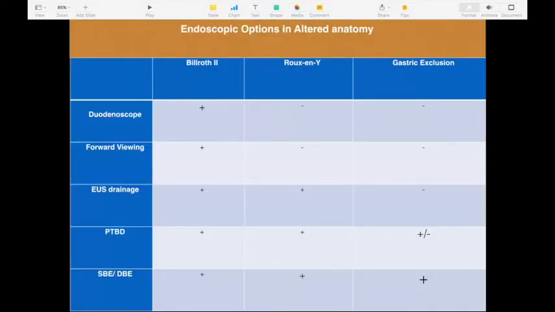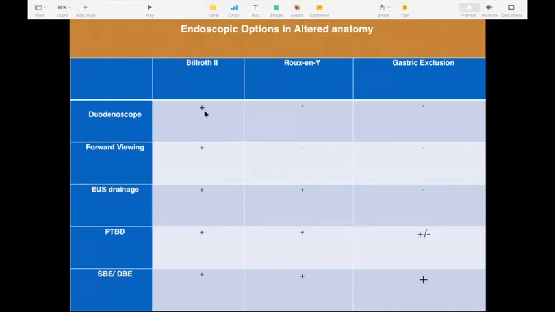So what are the options if a patient has altered anatomy? There are three major anatomies which we see: one is biliary 2, or Roux-en-Y, or gastric exclusion. In gastric exclusion, we have to use other techniques, not the normal techniques, because there is no stomach. So either we have to use EUS or we have to use laparoscopy. EUS I will not be showing, but I'll show one video of laparoscopic ERCP.